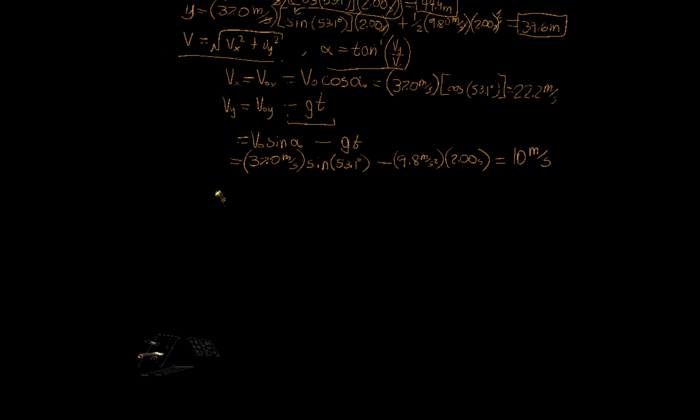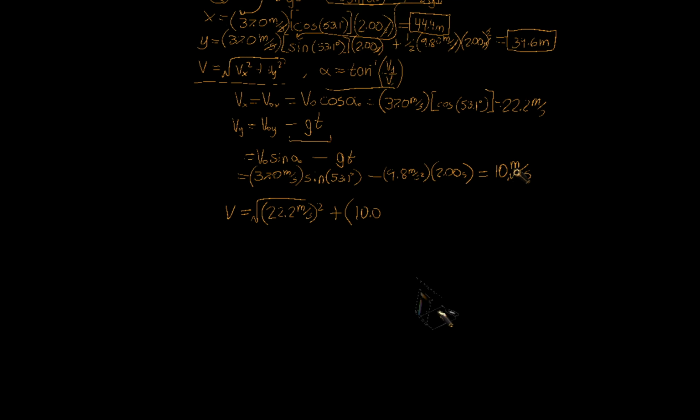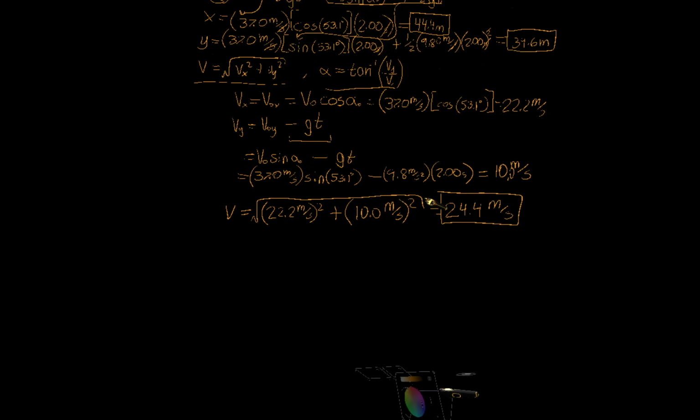So the magnitude of the velocity is Vx squared, which is 22.2 meters per second, plus Vy squared, 10.0 meters per second squared. Compute that out, and now you get this: 24.4 meters per second. So that's how fast it's going at that point.